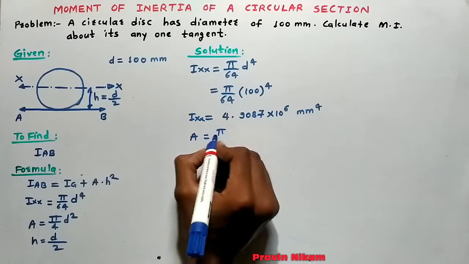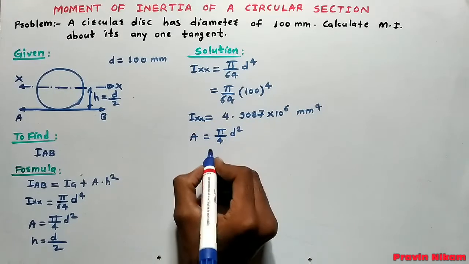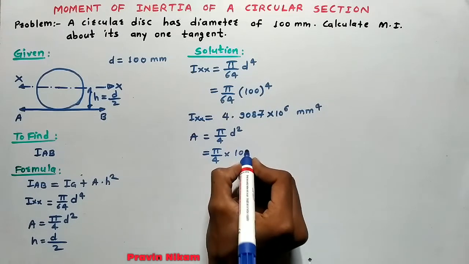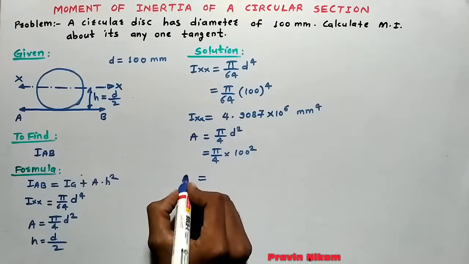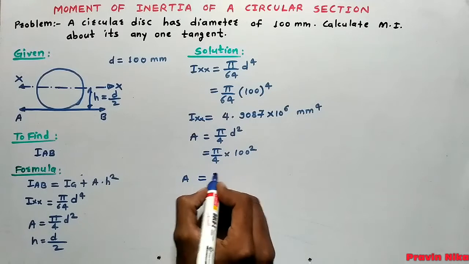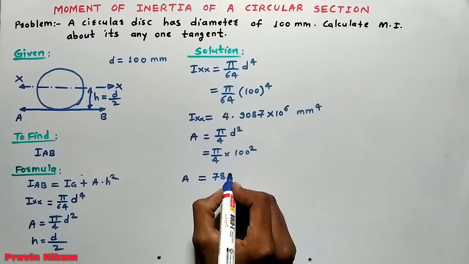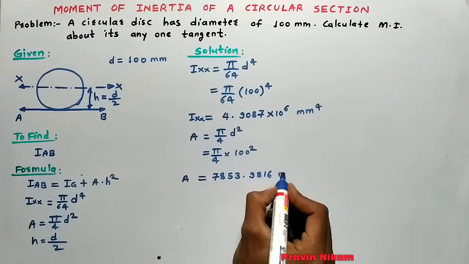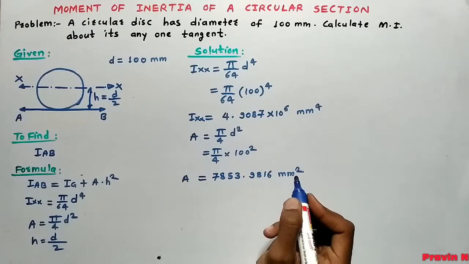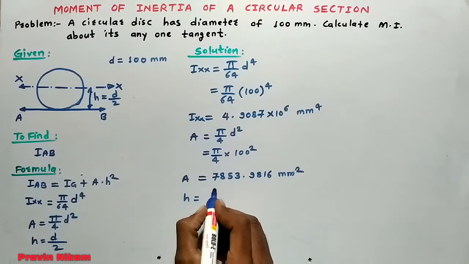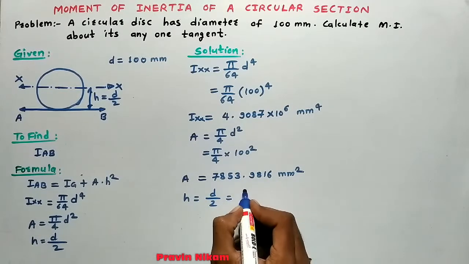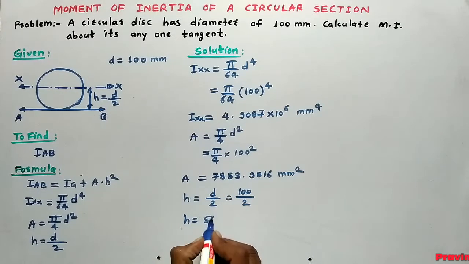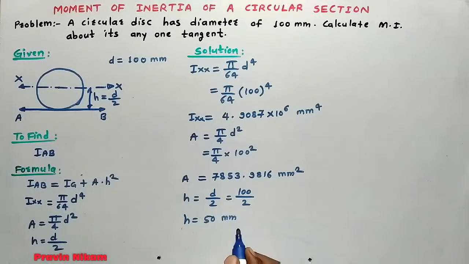Then find out the area. Area of the circle is pi by 4 d square, that is equal to pi by 4 into 100 square. So the area becomes 7853.9816 mm square. Now what is h? It is d by 2, so here d is 100 by 2. So h is equal to 50 mm.